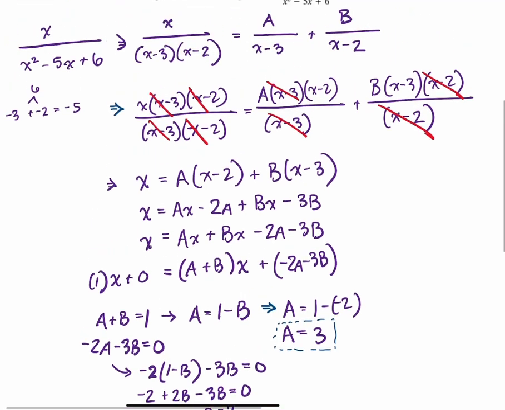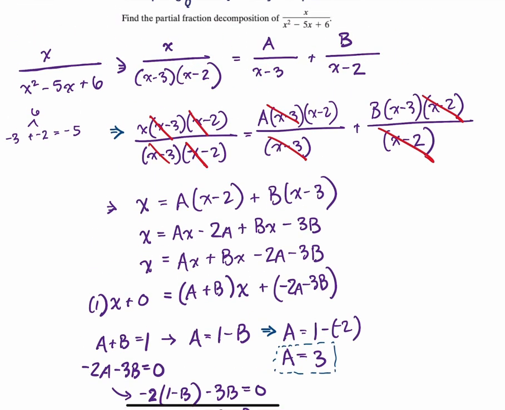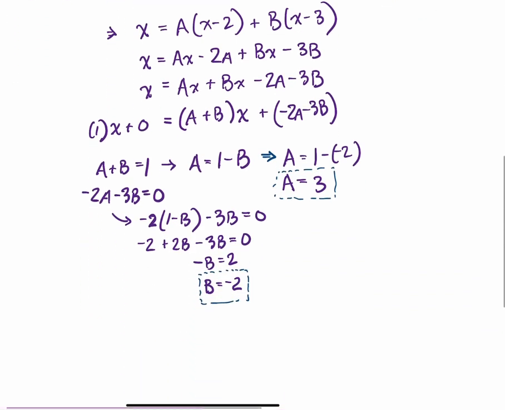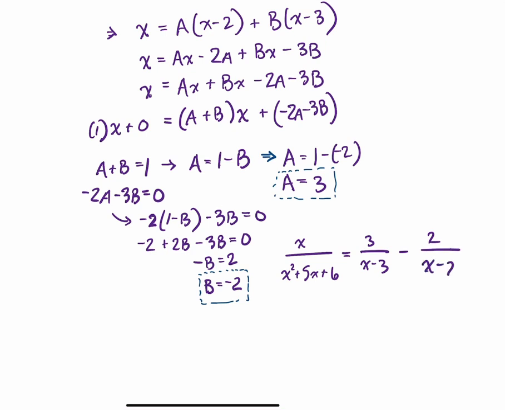So let's plug these into our original statement up here. We said this should split up into these two fractions. So we can say x over x squared plus 5x plus 6, that was our left side, should equal, our a value is 3, over our first factor, x minus 3, minus 2, over our second factor, x minus 2. Because our b value was negative 2, so we can write that as a subtraction.